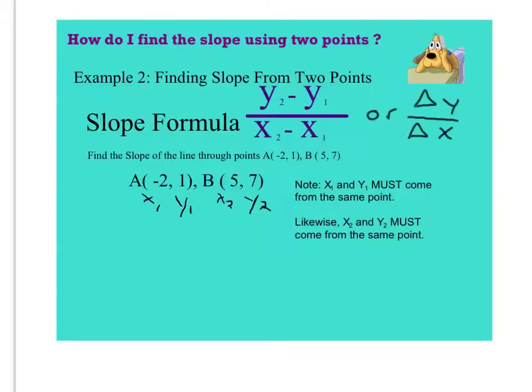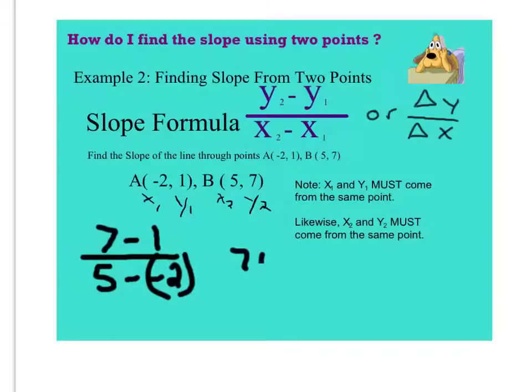So my y2 was 7 minus my y1 was 1, and that goes over x2, 5, minus x1 is negative 2. Now the top we don't really need to change to adding, but we can. So we're going to change top to adding, 7 plus negative 1. And we'll change the bottom to adding, so it's 5 plus the opposite of negative 2, which is 2. Then we're going to do the top. 7 plus negative 1 is 6, over 5 plus 2 is 7.